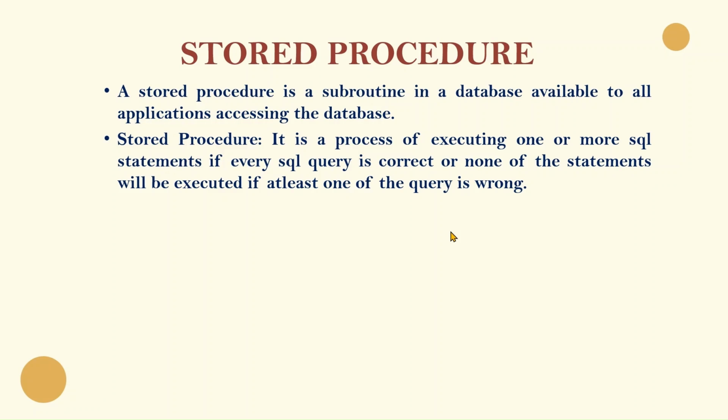So the first query also should get cancelled, so that A gets back his 1,000 rupees and it becomes 5,000 as the earlier balance. That's where the stored procedures come into existence, where you need to roll back immediately when some of the queries are wrong.